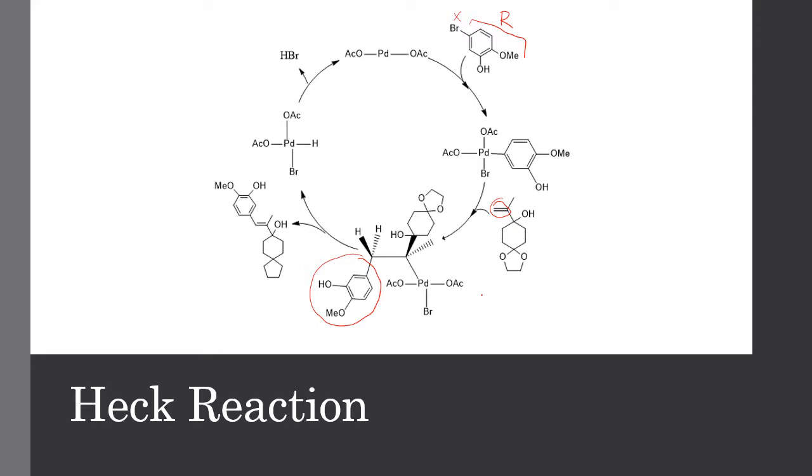After the syn addition, we want to make sure that the palladium and one of the hydrogens are on the same side before syn elimination occurs. So in this case, we would rotate this bond right here so that the palladium and the hydrogen are on the same side. And then once we eliminate, we'll end up with our product right here. And that's one of the intermediates for the formation of bifidenone.